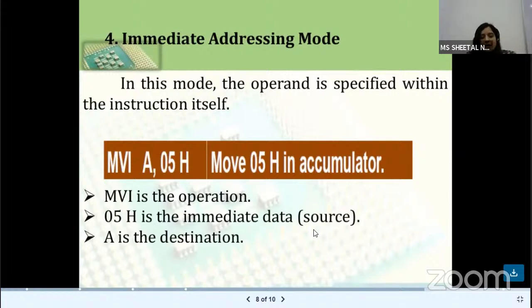Hence when the microprocessor reads this instruction from memory, the first machine cycle will be the opcode fetch machine cycle, that is M1, and the second machine cycle will be the memory read machine cycle. It means the microprocessor will read the 05H from memory into the accumulator. In which register? Accumulator. Now after the execution of this instruction, the accumulator will contain 05H.